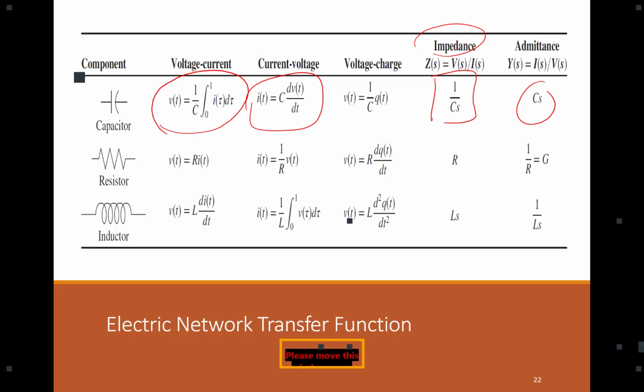So you don't need to focus on what is the impedance and admittance. Now, for the inductor, again, we have the voltage is equal to L times the derivative of the current, and the current is 1 over L times the integral of the voltage. So using that, we can find that the impedance of an inductor, which is the S domain representation of that relation between the voltage and current, is going to be Ls. Okay, and the admittance is going to be 1 over Ls.